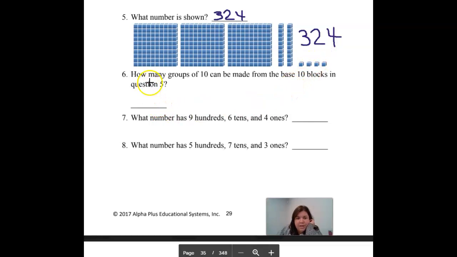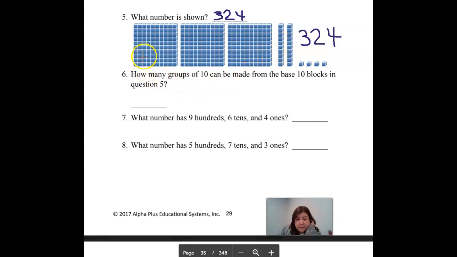How about the next one? How many groups of 10 can be made from base 10 blocks in question 5? Okay, so we've got to go back to question 5. How many groups of 10 can we get? This one's really tricky. Remember, how many did we say were in a hundreds? One of these flat ones. There are 10 tens because the rods are tens.